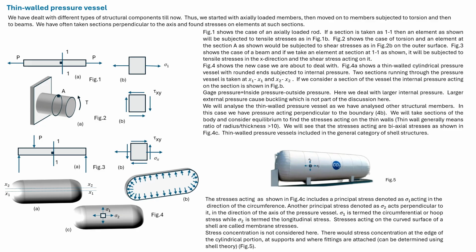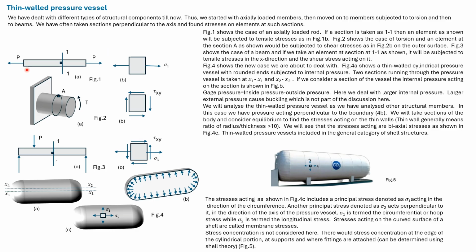Thin-walled pressure vessel is another type of structure. As earlier, we'll consider equilibrium to find the internal forces and the stress. In this case, the stress variation is directly obtained. Let us discuss the stresses in the elements for a bar subjected to axial load, for a circular bar subjected to torsion, and a beam subjected to transverse loads.